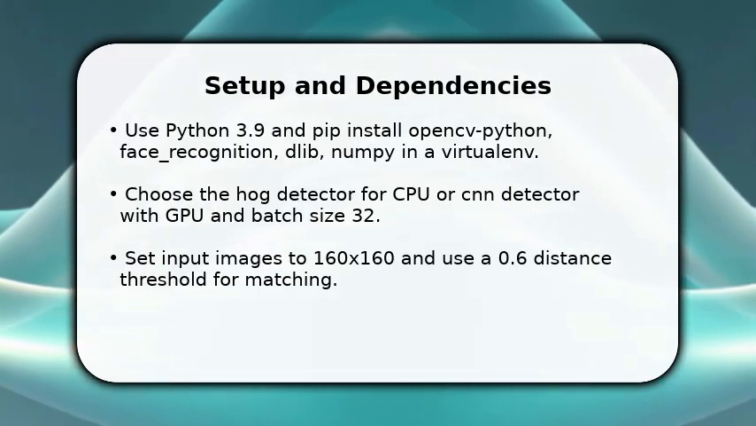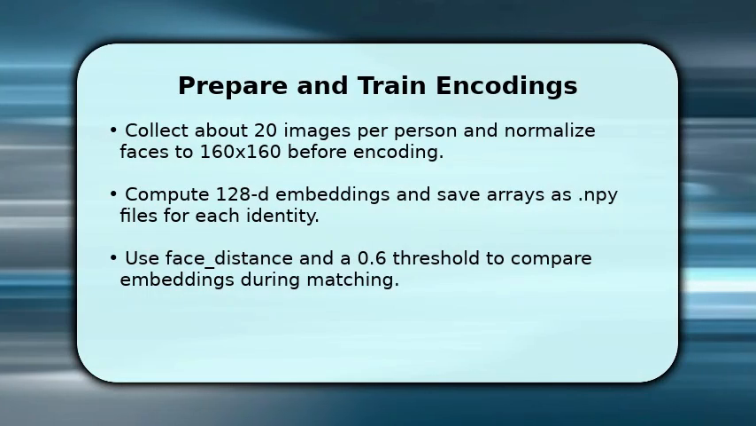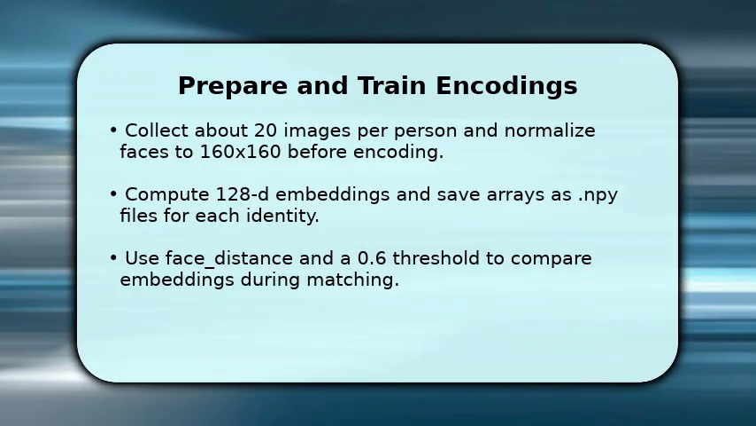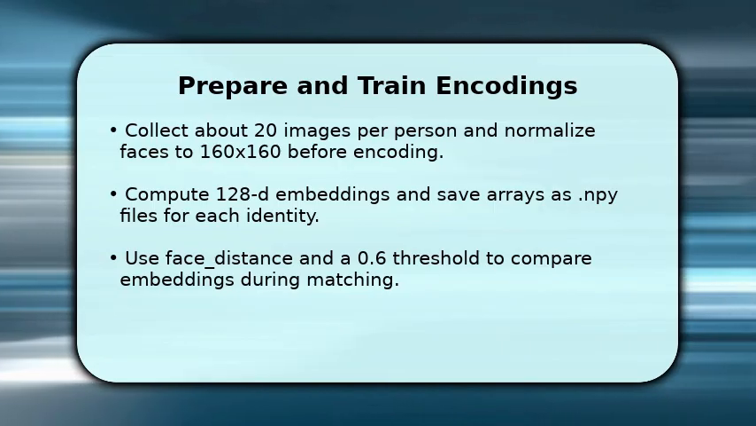Gather a labeled dataset with roughly 20 images per person for reliable representation. Detect faces, align, and crop each face to 160 x 160 pixels before computing embeddings. Use the face recognition library to compute 128D embeddings for each cropped face image.